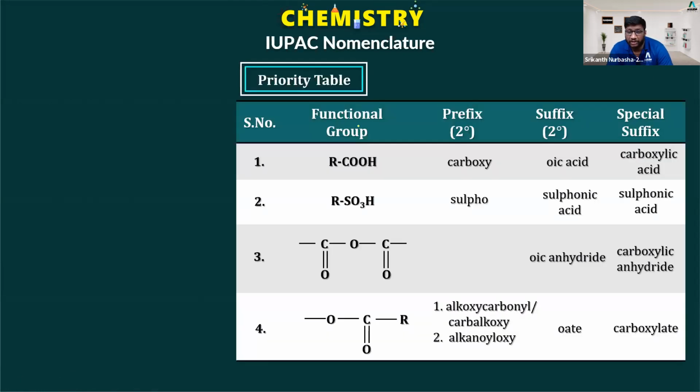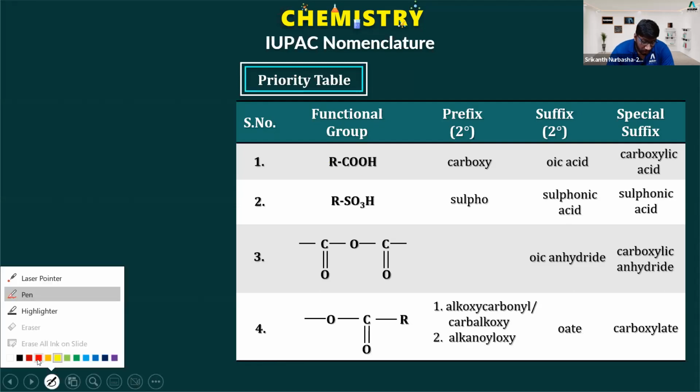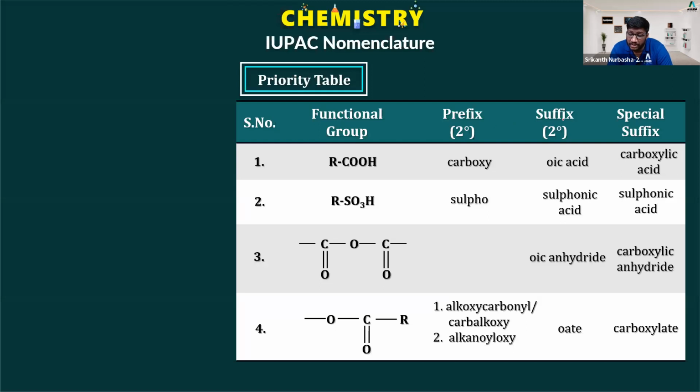Principal functional group: if it is RCOOH, it means we have to use the suffix oic acid. Understand this point carefully. You may ask a question, sir, if it is given the first priority, then it always has to be treated as suffix, so why are the prefix and special suffixes given? This prefix and special suffixes are also used in special cases. We are going to look at those cases also. Even though carboxylic acid is given the first priority, the suffix is oic acid, the prefix is carboxy, and the special suffix is carboxylic acid.